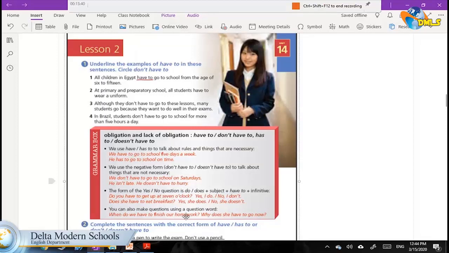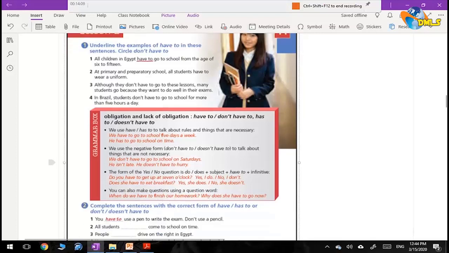You can also make questions using question words. By that I mean all the WH question words: why, when, where, what, how, and so on. When do we have to finish our homework? Why does she have to go now? And so on. We get the question word first, then we follow it by do or does, then the pronoun or the noun, then has to or have to, then the base form or the infinitive, and so on.